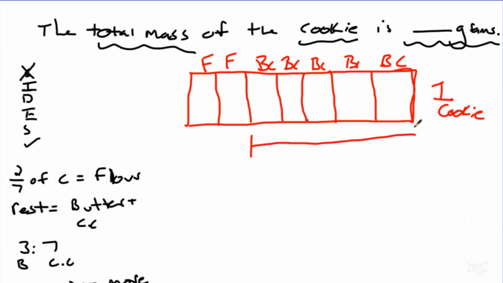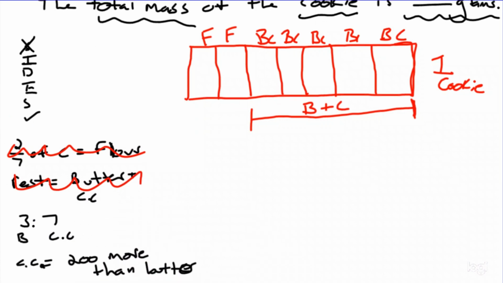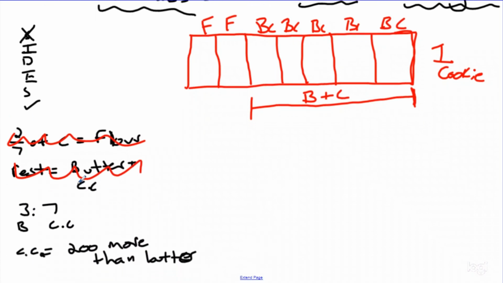So 5/7 of this is going to be whatever my butter plus my chocolate chip was. So I'm done with that. I've labeled my fraction model. So now I come down here and I see that I have a ratio and an additive comparison. So I'm actually going to combine these to form one super tape diagram.